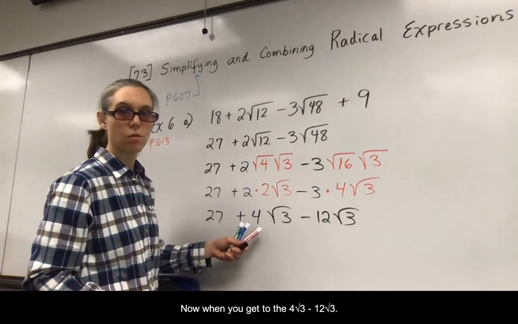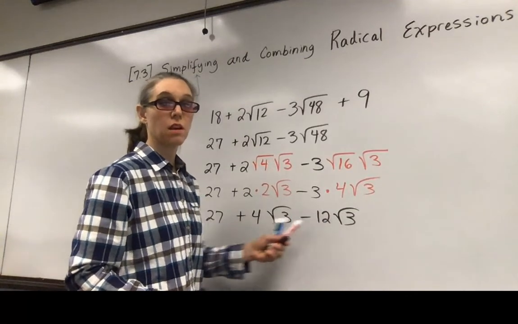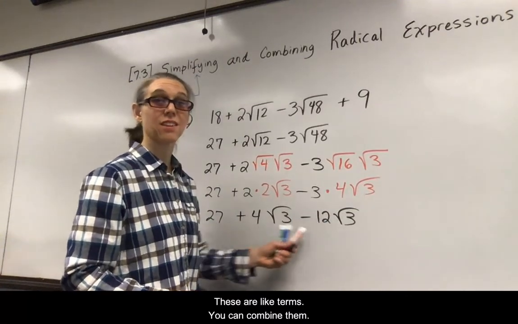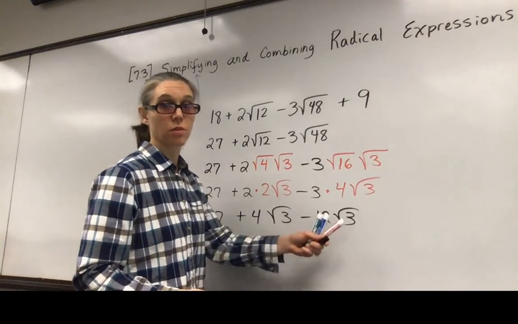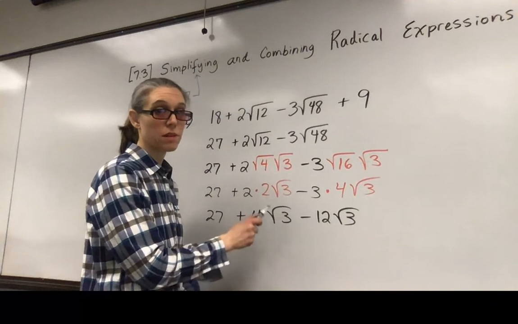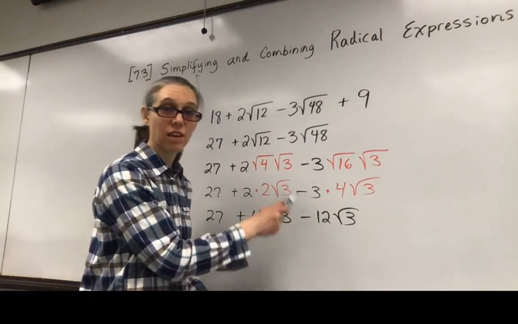So now, when you get to 4 square root of 3 minus 12 square root of 3, these are like terms. You can combine them. 4 root 3 minus 12 root 3. Think of it this way: 4 bananas minus 12 bananas. That would be negative 8 bananas.